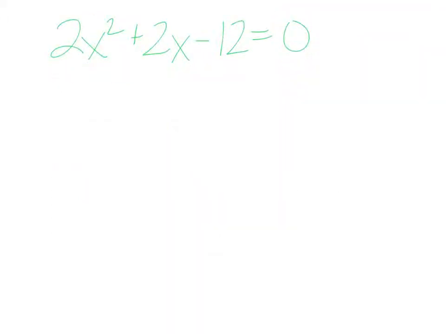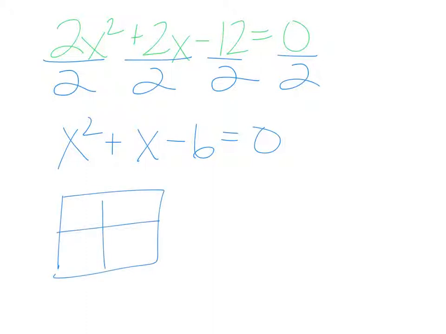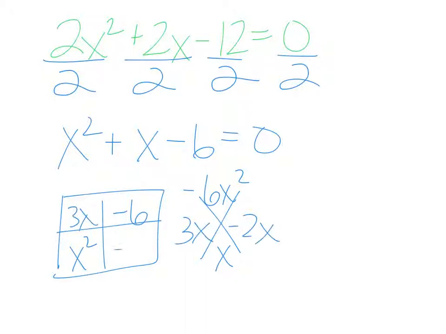This next example is 2x squared plus 2x minus 12, and we want to start by looking for greatest common factor. And hopefully you notice that all of them can be divisible by 2. So since this is an equation, we can now divide all parts by 2. So this becomes x squared plus x minus 6 equals 0. So that 2 we don't have to worry about anymore, that's gone. So now we can set up our diamond and our rectangle. We need two numbers that multiply to give us negative 6x squared, but add to give us x. So 3x and negative 2x will do just that.